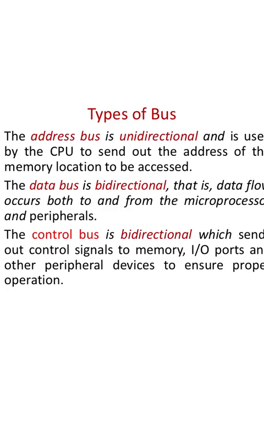So, types of bus. There are different buses we come across. The first one is the address bus. The address bus is usually a unidirectional bus and is used by the CPU to send out the address of the memory location to be accessed. The data bus is bidirectional, that is, data flow occurs both to and from the microprocessor and peripherals. The control bus is bidirectional and sends out control signals to memory, input-output ports and other peripheral devices to ensure proper operation.